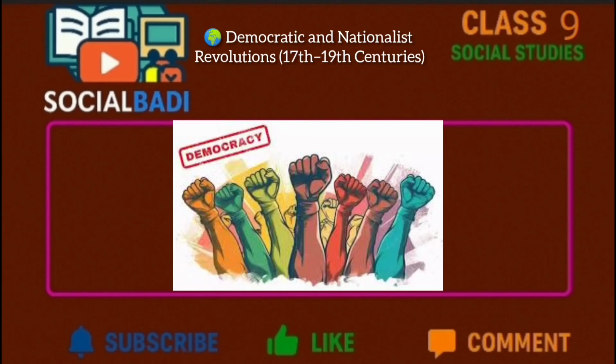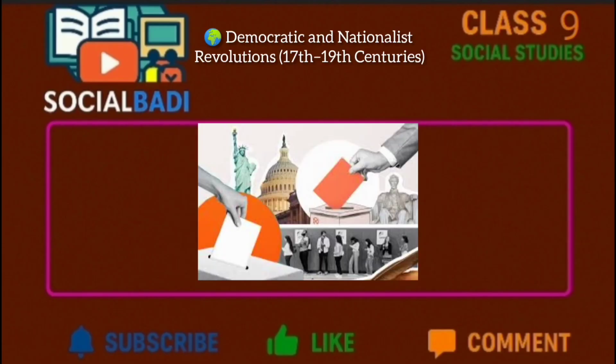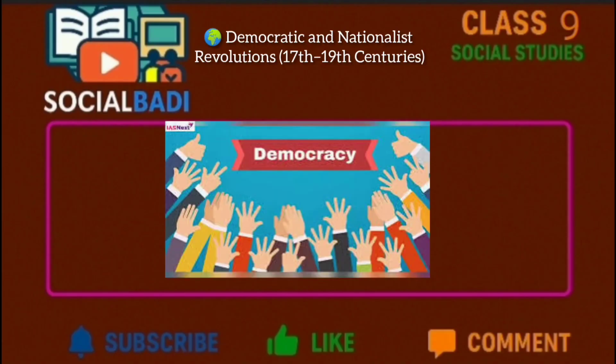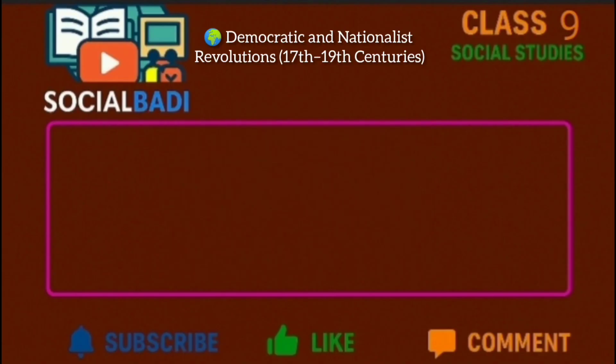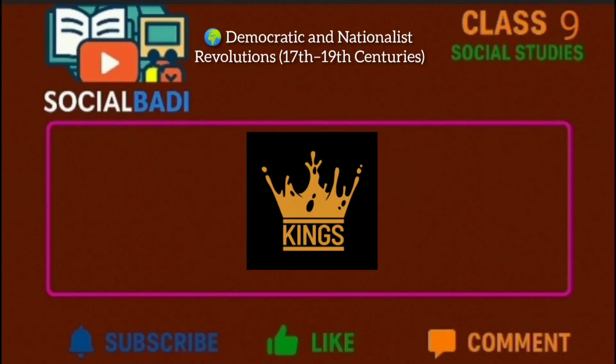So friends, the revolutions of the 17th, 18th and 19th centuries shaped the modern world, from constitutional monarchy, to the Americas' independence, France's demand for liberty, and Europe's nationalist movements. All these struggles gave us the principles of democracy and nationalism we live with today.